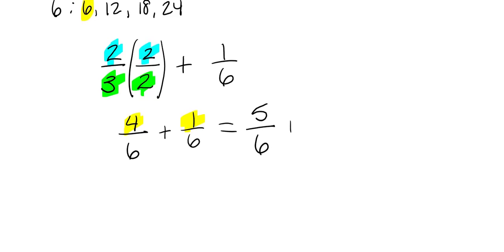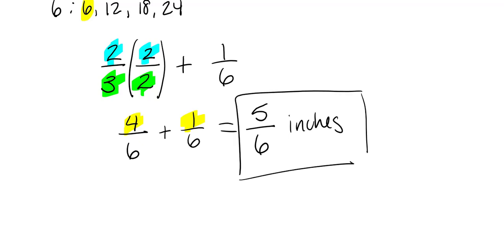So our answer is how many inches of snow was there in accumulation? Well, it would be 5/6. And this is reduced because we can't reduce this any further. So this is our solution. Now let's do another example.